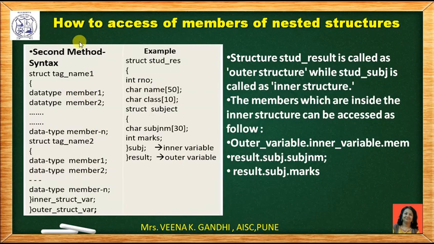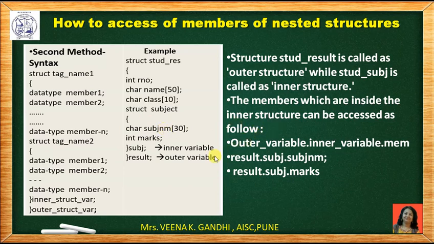Now how to access the members of the inner structure? Here in the syntax, first the outer structure contains its own members. It contains another structure as a member. Then we create the variable of the inner structure and we create the variable of the outer structure. Now here in the example, subject subj is an inner variable and result is what? Outer variable. But if we want to access the members of the inner structure, how to access it?